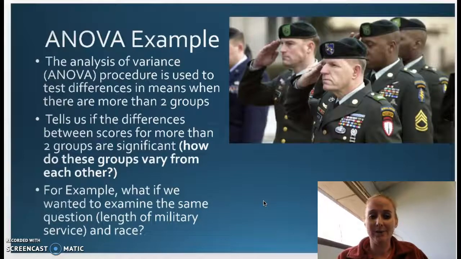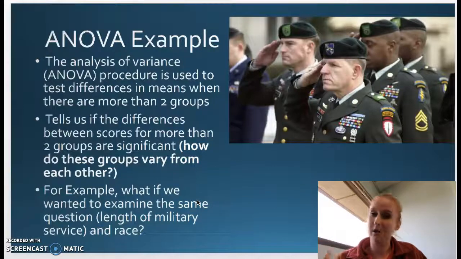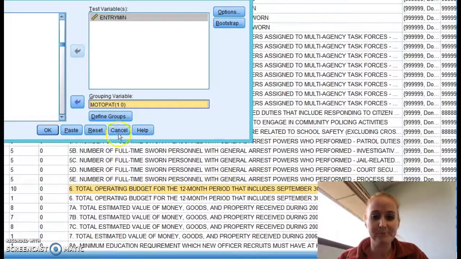If you have differences between the scores or the quantities for more than two groups, you want to see how they vary from each other, okay? Just like a t-test, but it can handle more categories. So for example, what if we wanted to examine the same question, length of military service and race? Okay, so what if we want to see if there's a racial difference between how long people serve in the military? Well, the way you run an ANOVA is right here.